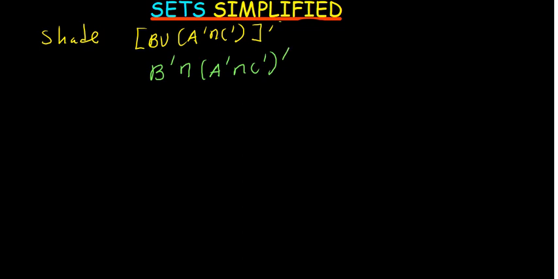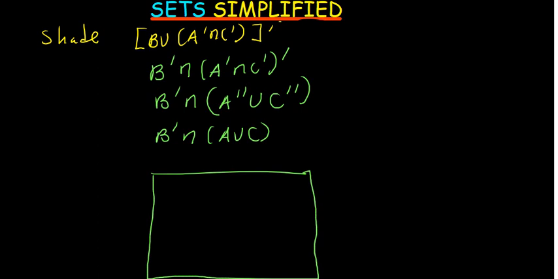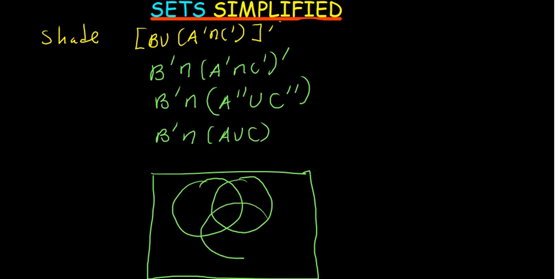And then this will give us B complement intersection. Again, I'm going to distribute this complement to this and this. So it will be A complement complement, the sign changes into union, and then C complement complement. So this will just give us B complement intersection A union C, because two complements cancel themselves. Then we can shade. Remember, we've got three sets here: set A, set B, and then C.